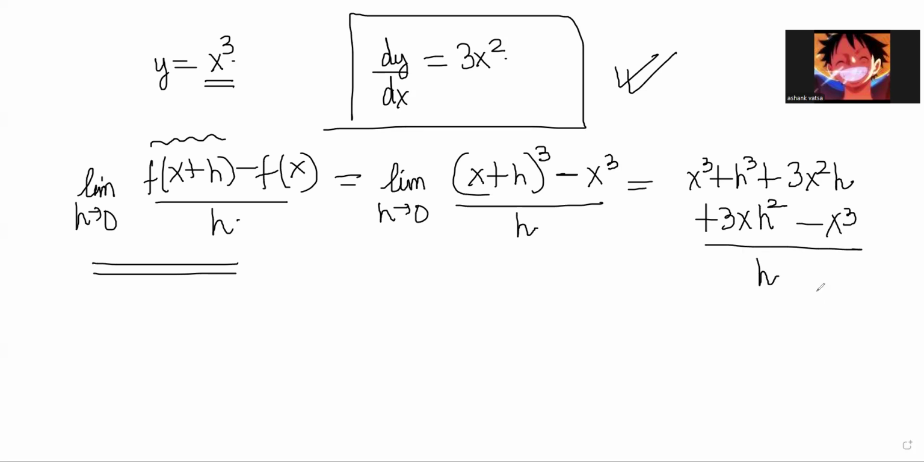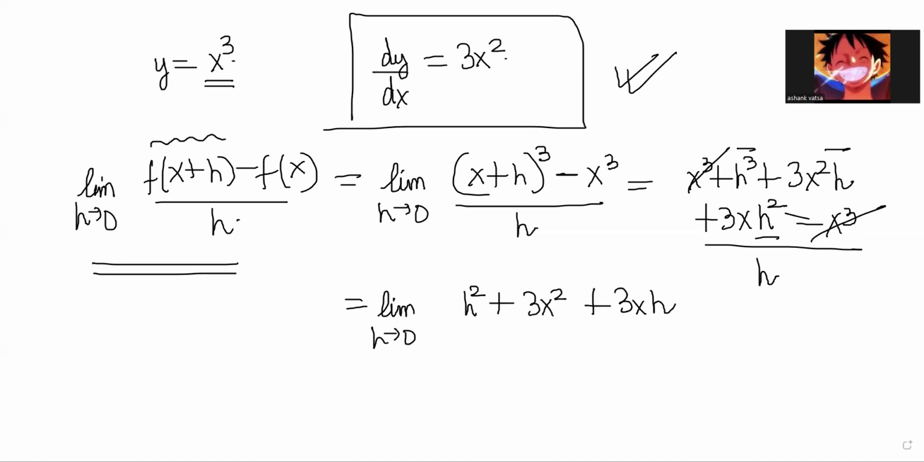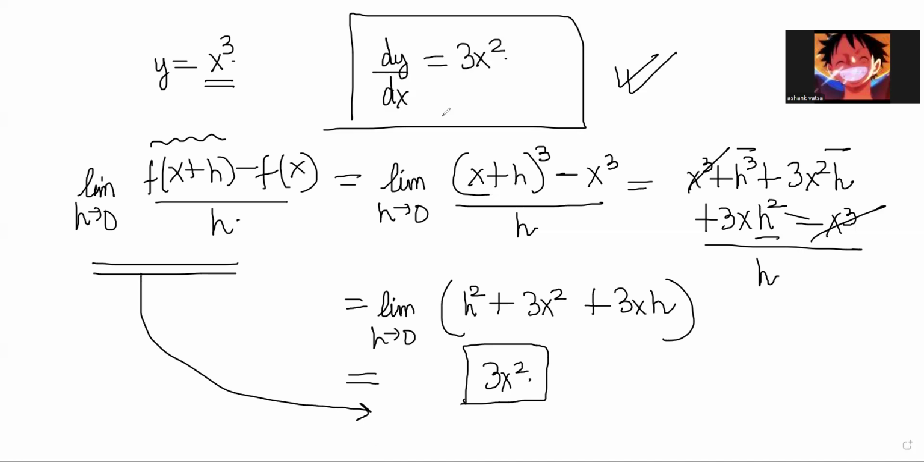X cube gets cancelled, and notice that all the terms have an h, right? So that h can get cancelled with the denominator. You'll get h square plus 3x square plus 3xh, right? And what is the limit as h tends to 0 here? 3x square. So this is the way the formula has come.